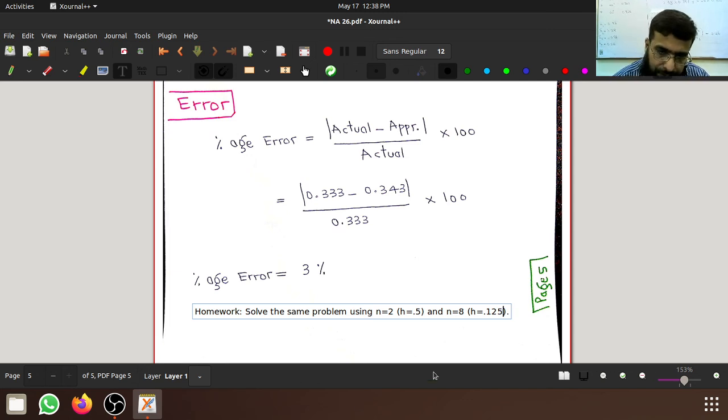So let's see what your answer is. In this case, when n is equal to 2, your percentage error would be large because the difference between your actual answer and the approximate answer would be large. But if you use n equal to 8, this percentage error would be small. That would be an interesting exercise as homework.